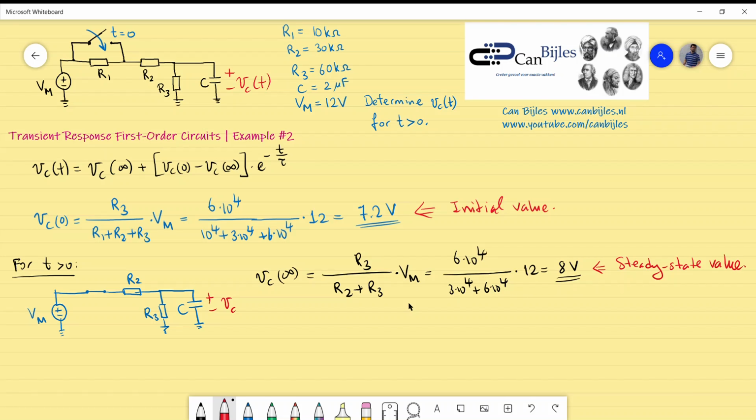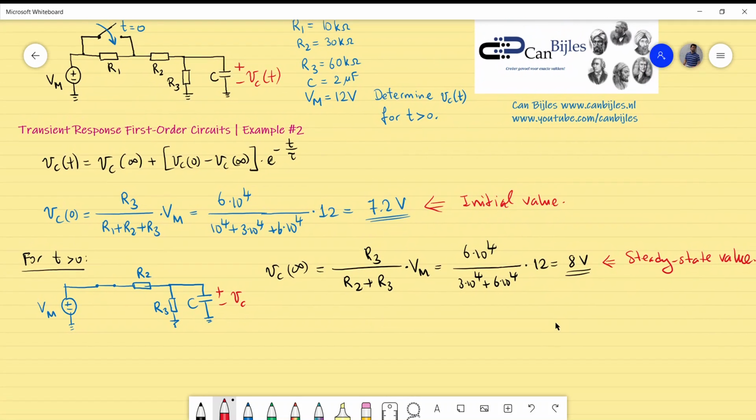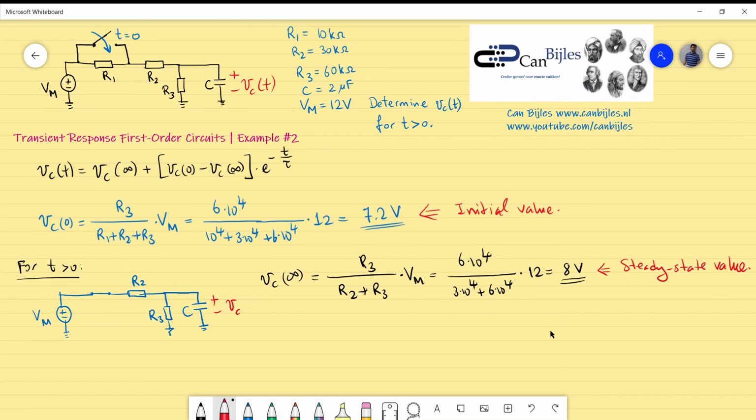Good. The next step, we already know 2 of the 3 unknowns because we need the Vc at infinity, Vc at 0, and a time constant tau. We already have the 2. So the next one and the last one is the time constant. How do you determine time constant? Time constant is very important.